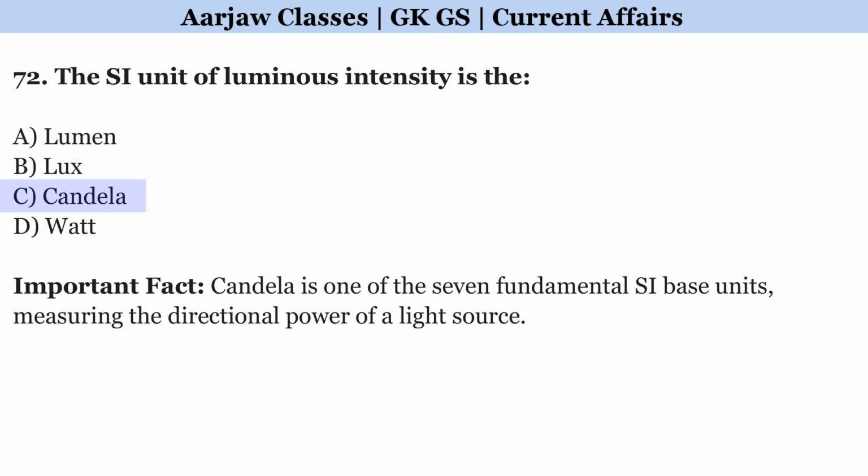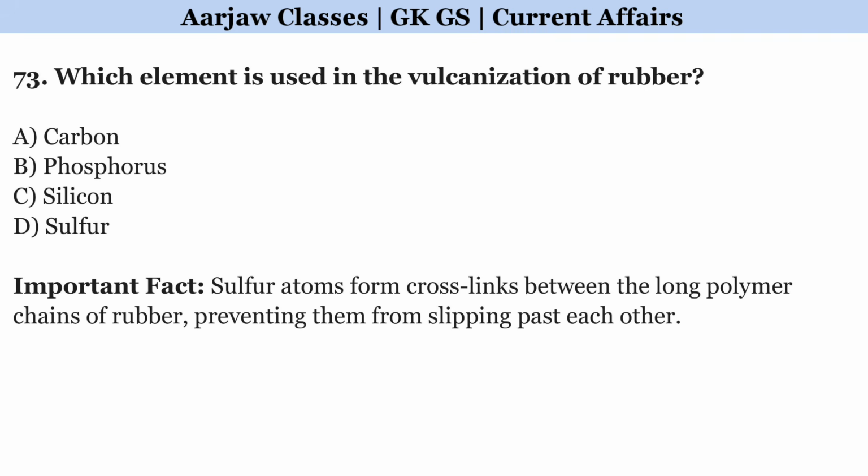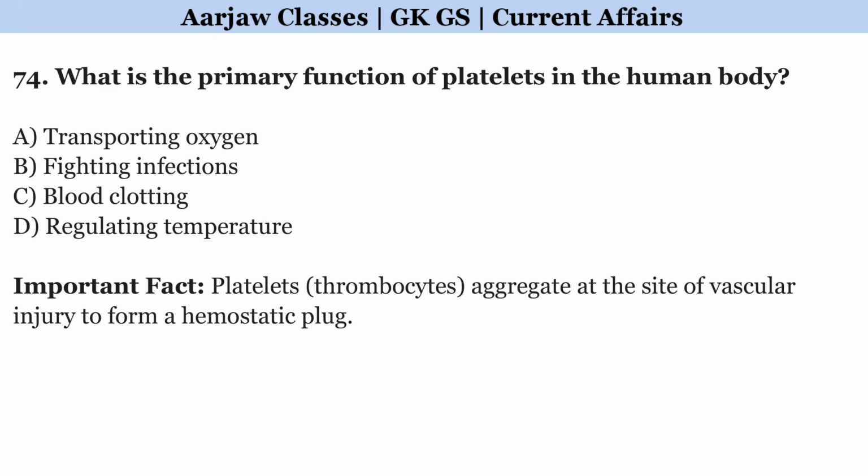Right option is C. Candela. Which element is used in the vulcanization of rubber? Correct option is D. Sulfur. What is the primary function of platelets in the human body?